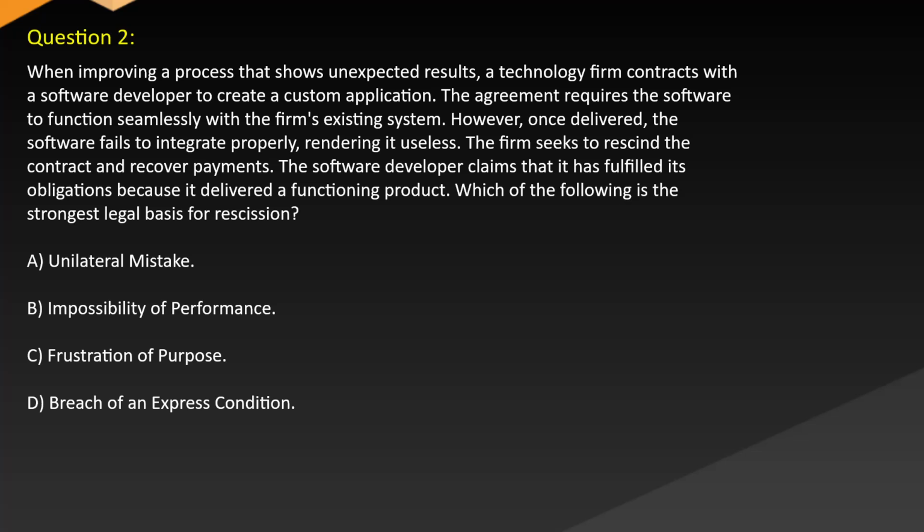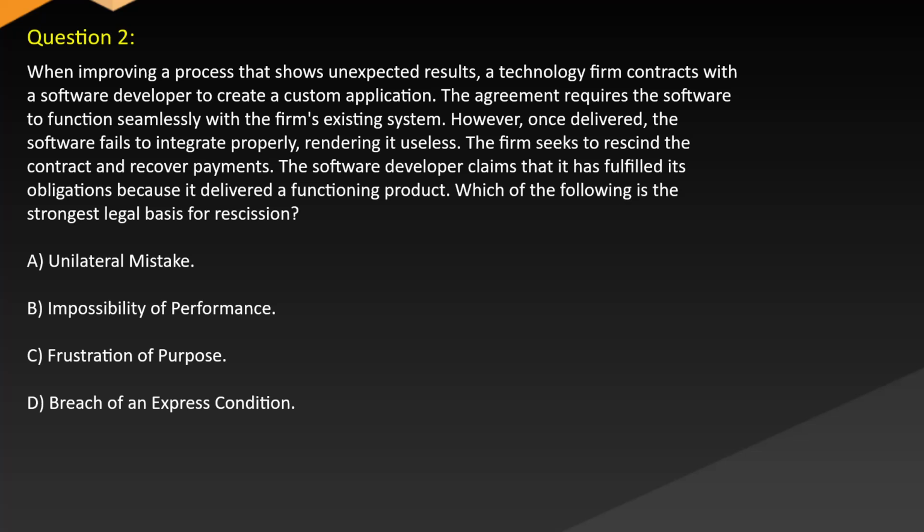Question 2. When improving a process that shows unexpected results, a technology firm contracts with a software developer to create a custom application. The agreement requires the software to function seamlessly with the firm's existing system. However, once delivered, the software fails to integrate properly, rendering it useless. The firm seeks to rescind the contract and recover payments.